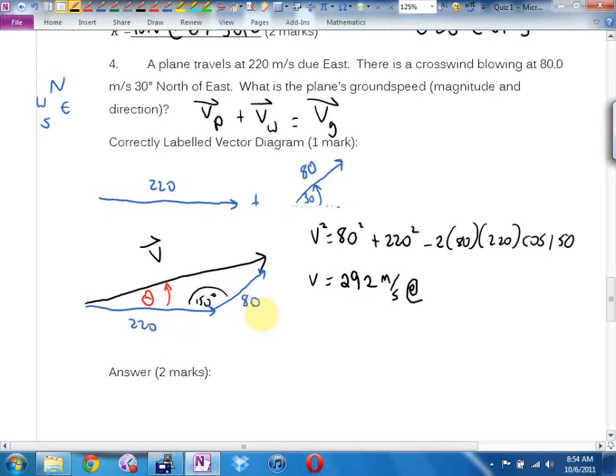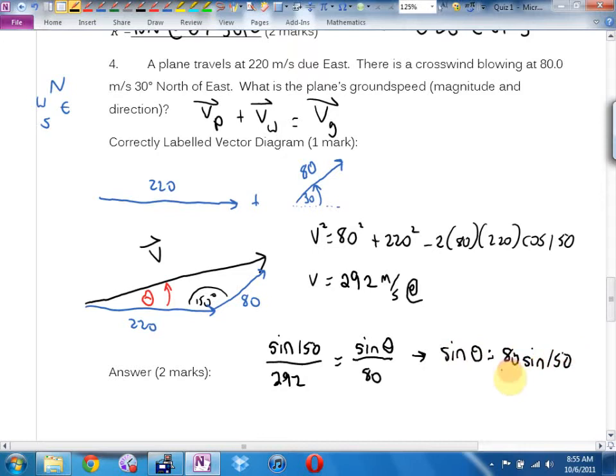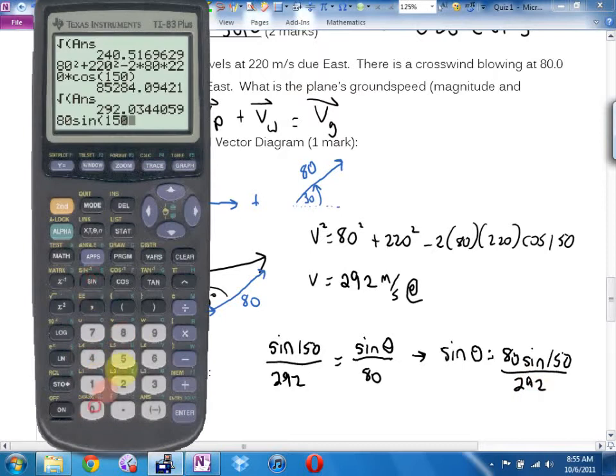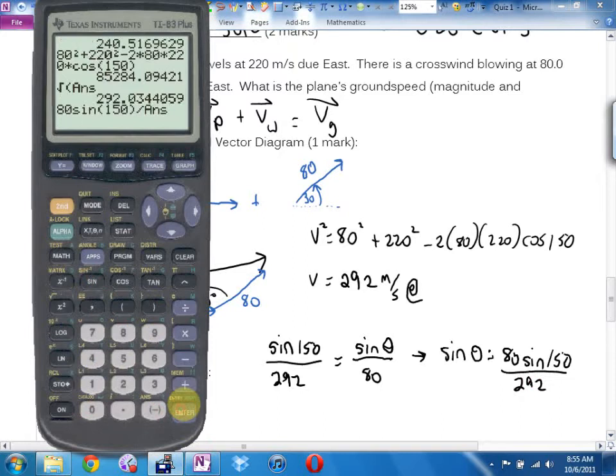Now, to find the angle, I can't use sine, cos, or tan. I'm going to have to use sine law because now I have a pair. The sine of 150 divided by the side across from it, which is 292, that I just figured out, equals the sine of the mystery angle divided by the side across from it, which is 80. If I cross multiply, I get sine theta equals 80 sine 150 divided by 292. I get the sine of the angle is 0.1369.